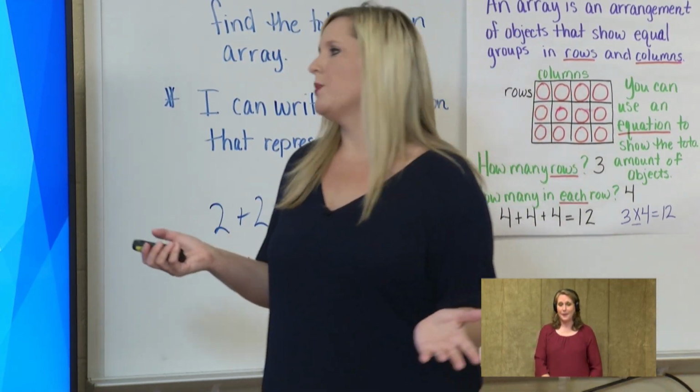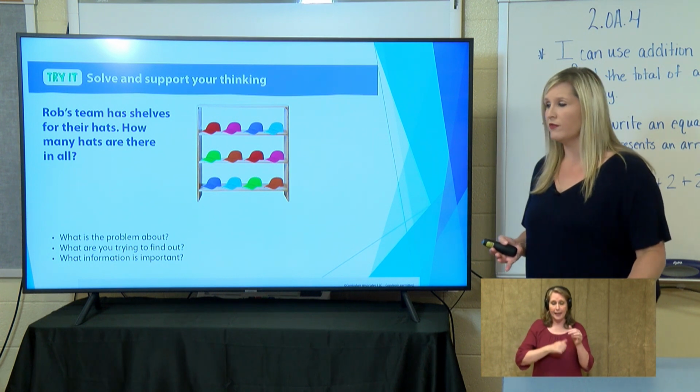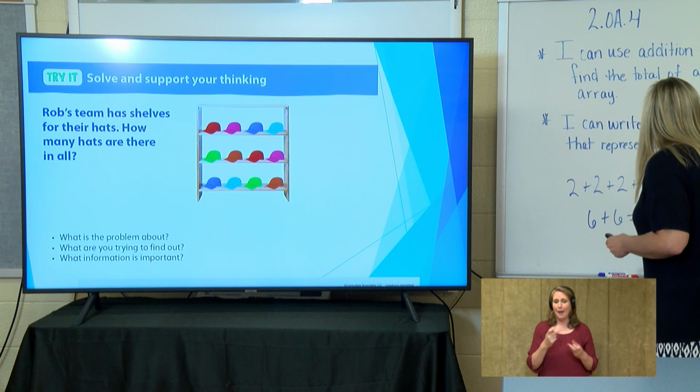All right, so let's look at a problem together. Rob's team has shelves for their hats. How many hats are there in all? Well, their hats are on a shelf, so what is the problem about? They want to know how many hats there are in all. It says, what are you trying to find out and what information is important? Well, the information that's important is to know how many shelves there are and how many hats are on each shelf. So how many shelves do you see in the picture?